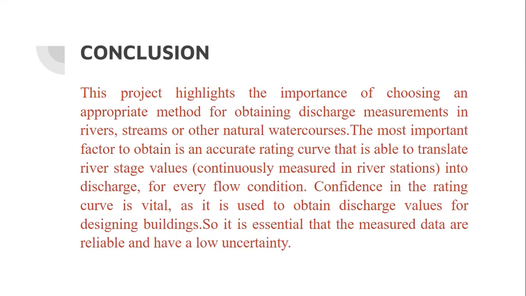Conclusion: this project highlights the importance of choosing an appropriate method to obtain discharge measurement in rivers, streams, or other natural watercourses. The most important factor to obtain is an accurate rating curve that is able to translate river stage value continuously measured in a river station into discharge for every flow condition. Confidence in the rating curve is vital, as it is used to obtain discharge values for designing buildings, so it is essential that the measured data are reliable and have a low uncertainty.